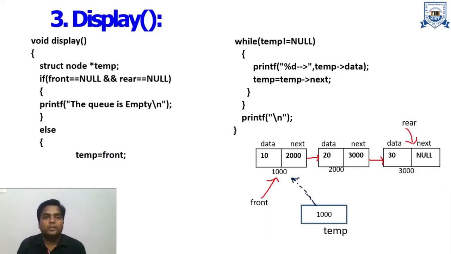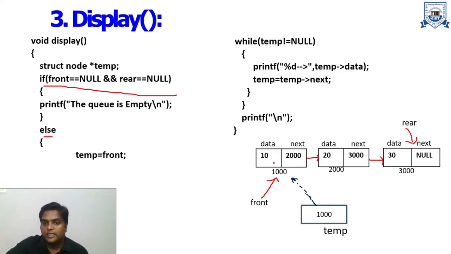The next one is the display operation. If we want to display the nodes of a list, how will it be done? First of all, we take a temporary variable temp, and initially the value of temp is equal to front. We check whether front is equal to null or rear is equal to null, because if this condition is true, that means the queue is empty and we cannot display any element. Else, while temp is not equal to null, we printf temp to data.